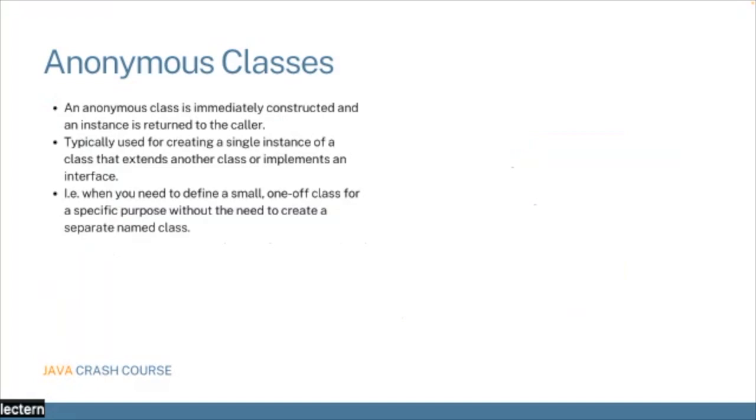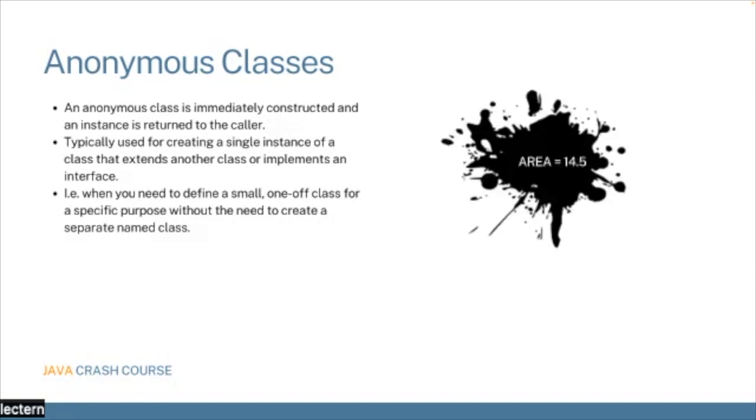Anonymous classes are just classes that we don't give names, because we construct them just to use for an instance. You use them when you need to define a small one-off class for a specific purpose without the need to create a separate named class. So let's say I want to represent this shape in my program for some reason, and I can't be bothered writing a whole class for an ink blot. I'm just going to create an anonymous class by doing this.